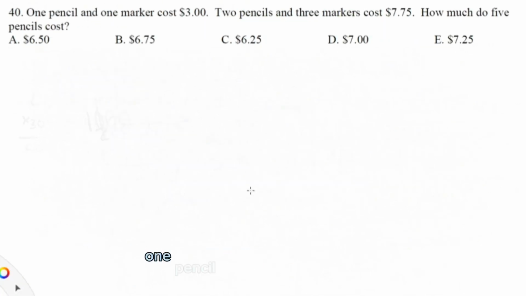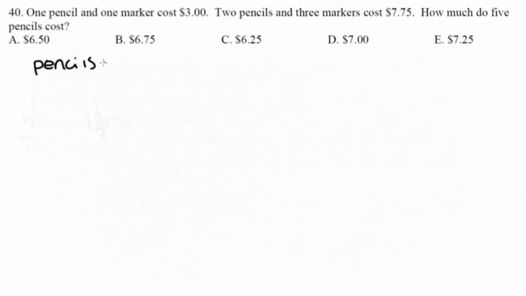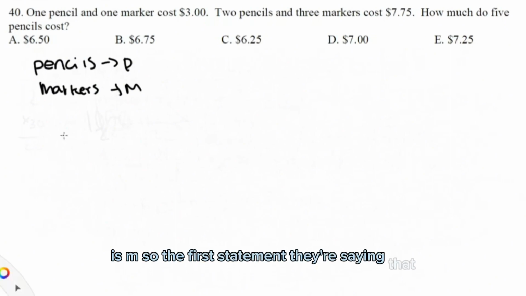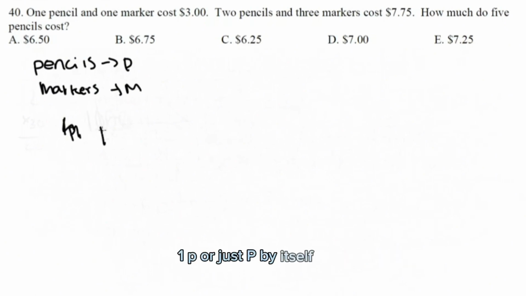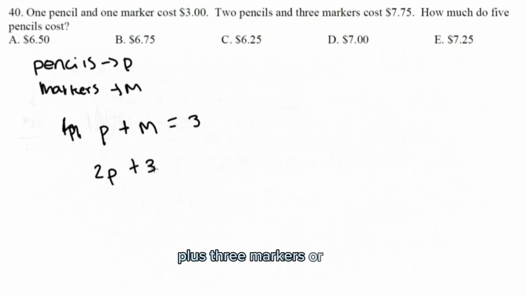Next, number 40. 1 pencil and 1 marker cost $3, and 2 pencils and 3 markers cost $7.75. How much do 5 pencils cost? Well, let's see. So let's say that pencils in general is P, and markers is M. In the first statement, they're saying that P plus M equals $3, right? And they're saying that 2 pencils, so 2P, plus 3 markers, so 3M, equals $7.75.